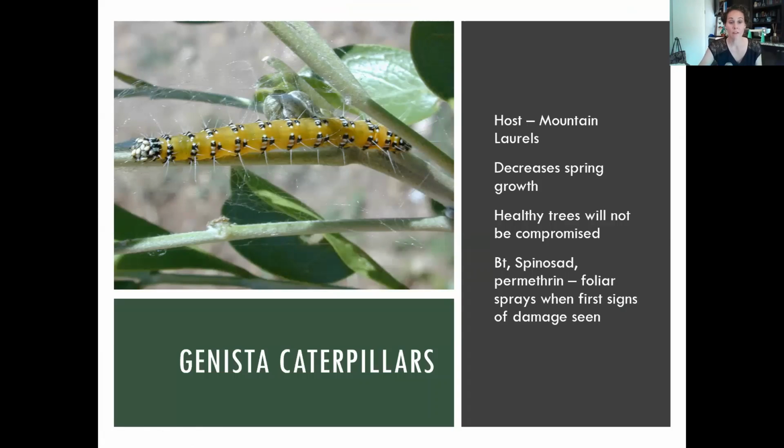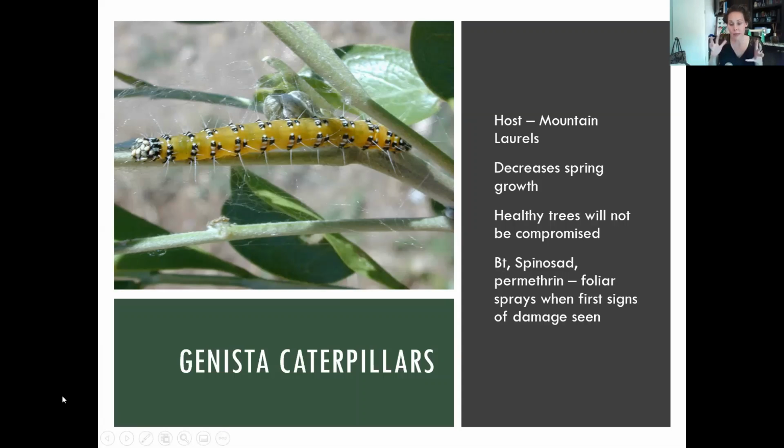But if you have mountain laurels, then a very common caterpillar that you will have is the Genista caterpillar. And it's unique because it's able to overcome the toxicity that mountain laurels have. So they're one of the few things that can really feed on them.